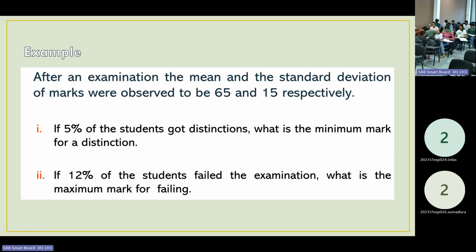After an examination, the mean and the standard deviation of marks were observed to be 65 and 15 respectively. If 5% of the students got distinctions, what is the minimum mark for a distinction? If 12% of the students fail the examination, what is the maximum mark for failing?